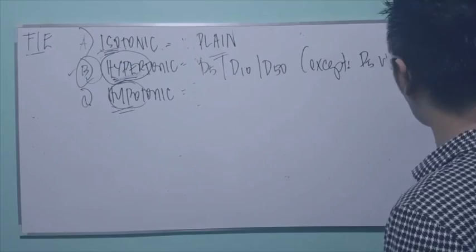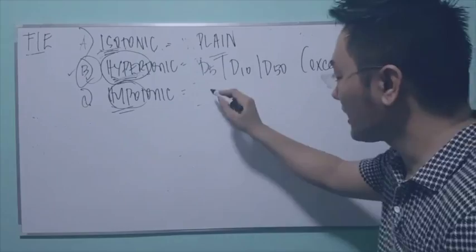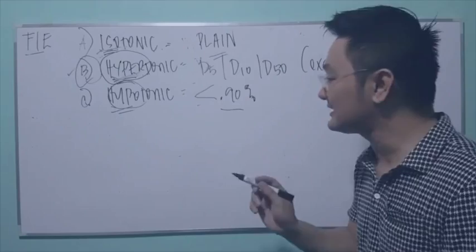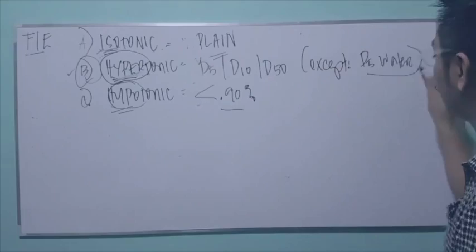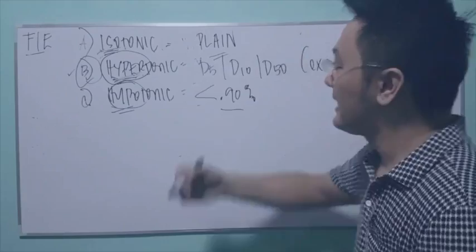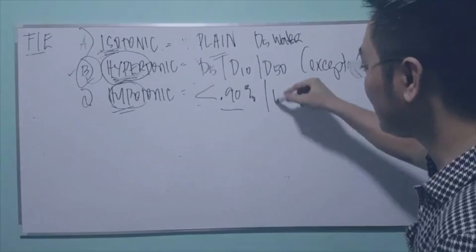Now, what about hypotonic solution? Hypotonic solutions are solutions less than 0.90%. Are you with me? Just like your 0.45 NaCl, 0.80 sodium chloride. So anything that is less than 0.90% is your hypotonic solution. The question here, what about D5 water? If D5 water is not hypertonic, is D5 water isotonic or hypotonic? Answer, they're both correct. D5 water is isotonic and D5 water is also hypotonic.